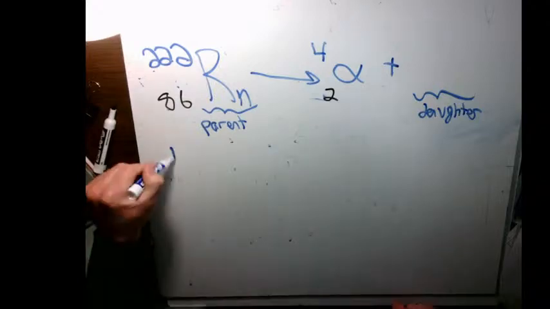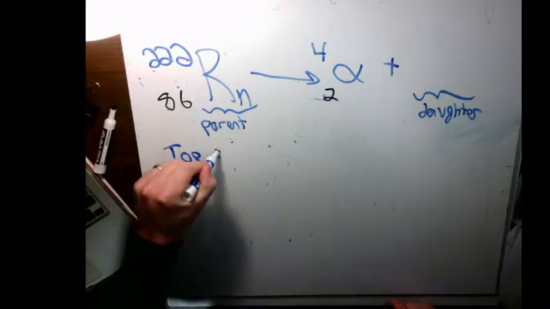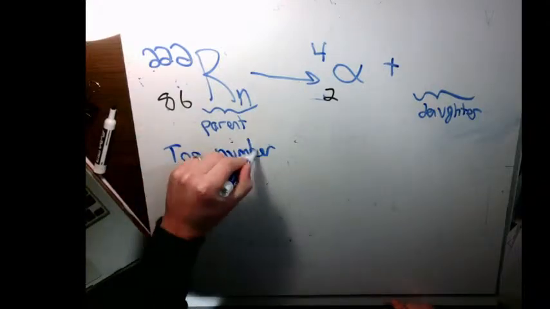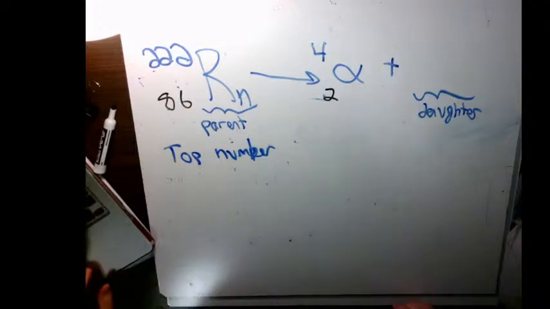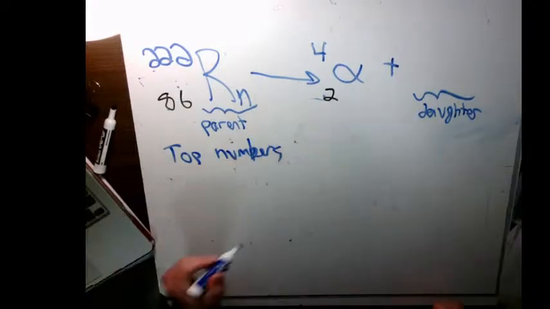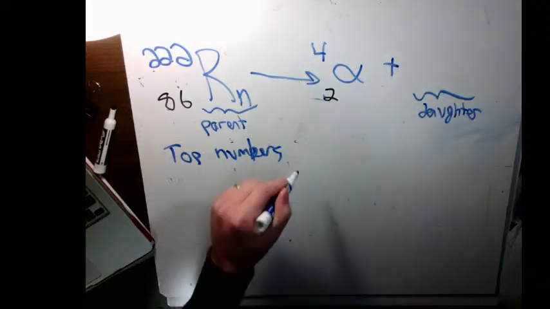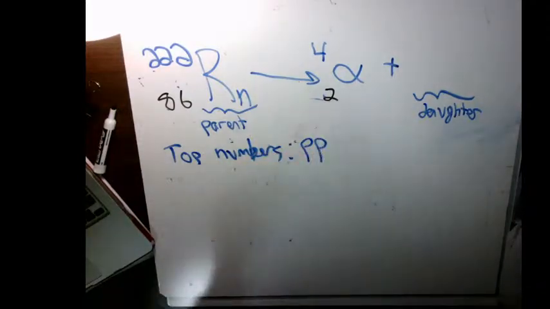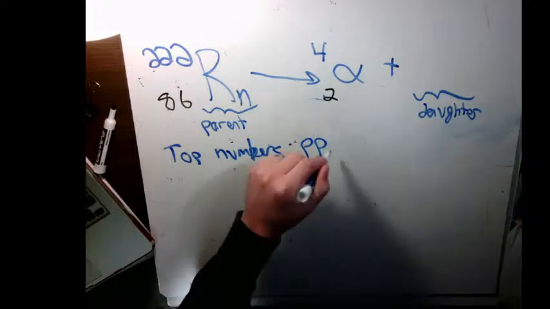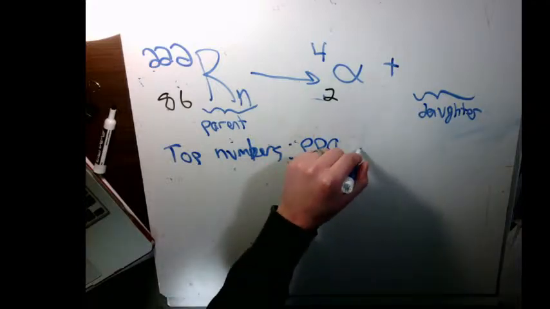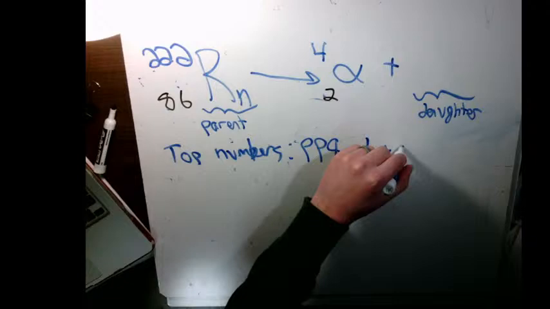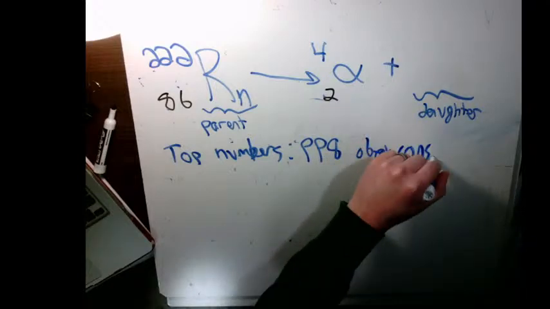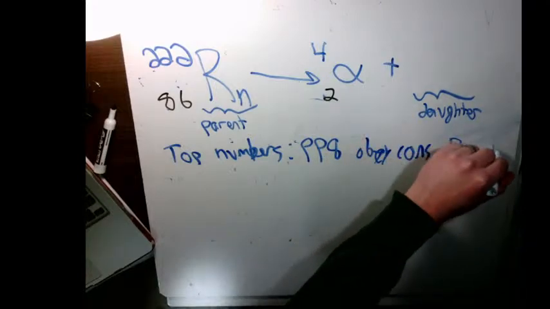So the top numbers, those ones are going to obey the conservation of nucleons. That is our principle of physics number 8, conservation of nucleons.